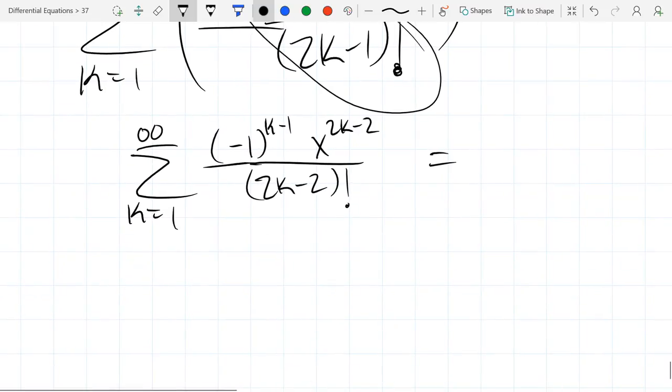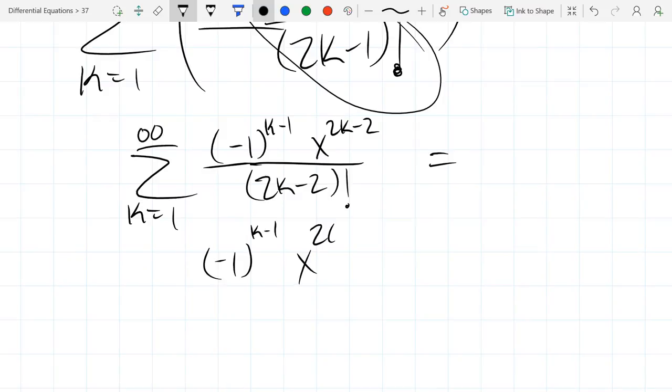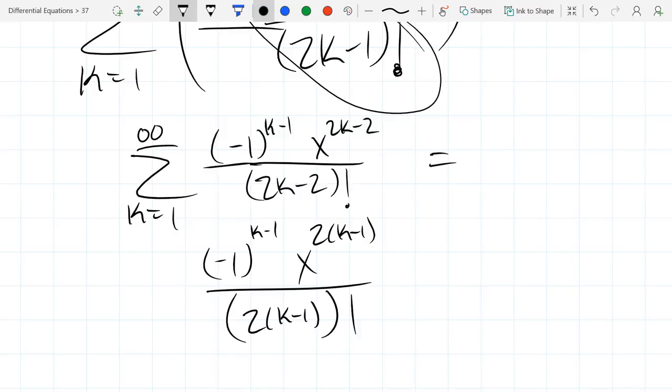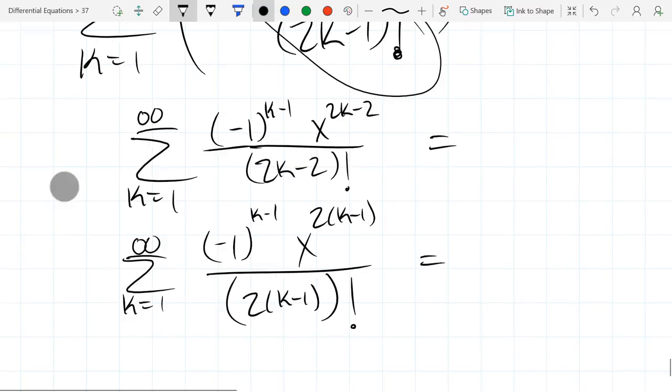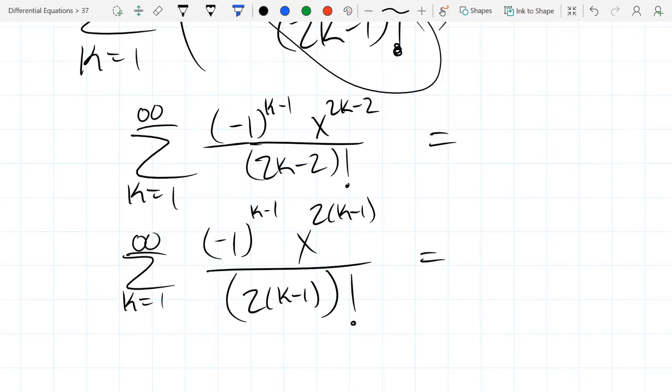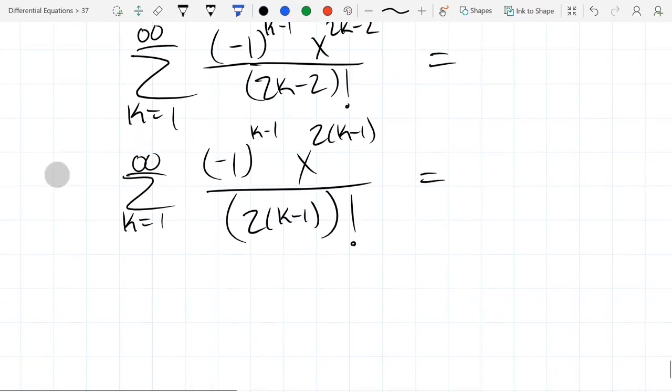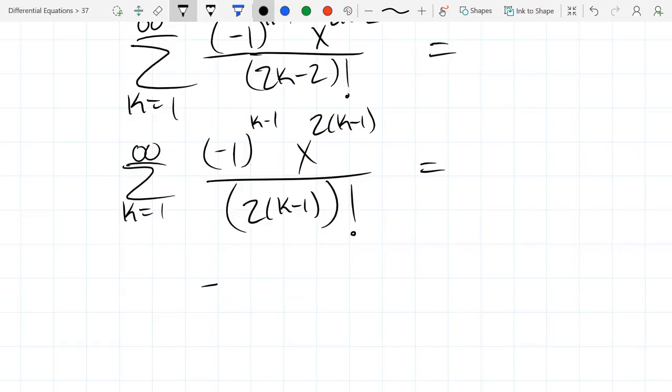So this algebra is going to be a very small step. Going to have to overuse parentheses. So that was pretty easy algebra right there. Just factored a 2 out so I can see k minus 1 in a bunch of places. And I'm just going to use k instead of k minus 1.